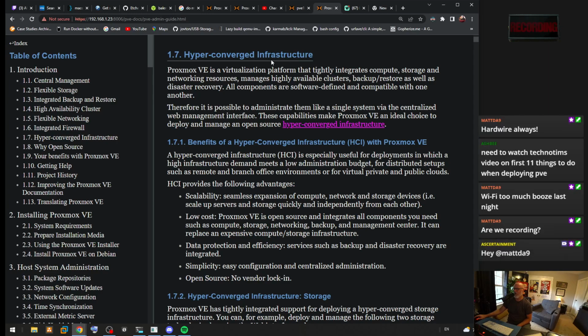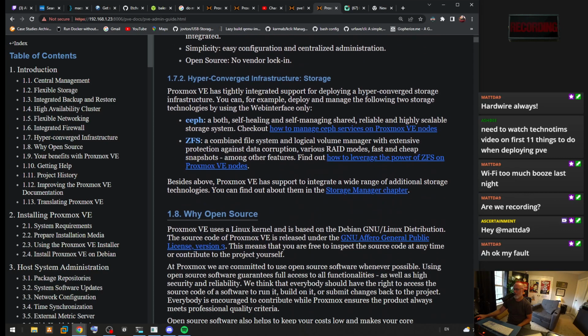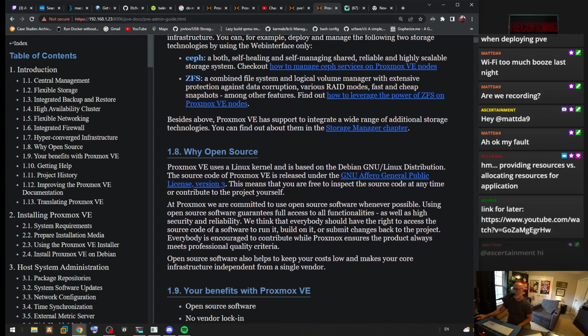A hyperconverged infrastructure. We talked about this. All right, next. Thank you for the link. 1.8. Why open source? Proxmox VE uses the Linux kernel and is based on the Debian GNU/Linux distribution. The source code of Proxmox VE is released under the GNU Affero General Public License. Wow. That's like hyper liberal. That might be a problem, actually.